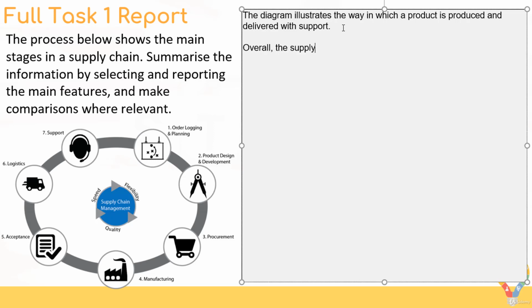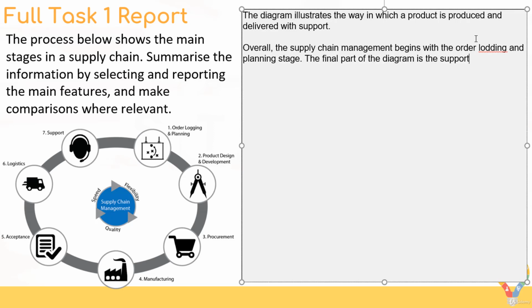Overall, the supply chain management begins with the order logging and planning stage. The final part of the diagram is the support stage of our process.